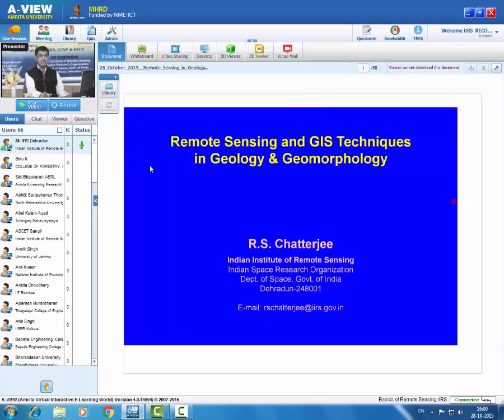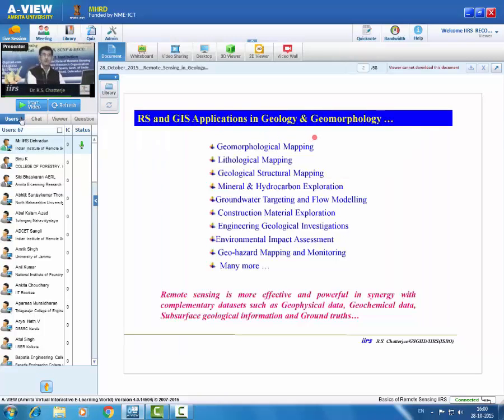So, today we will discuss remote sensing and GIS techniques for geology and geomorphological studies. My outline of this lecture, to begin with: what are the applications in geology and geomorphology which can potentially be addressed by remote sensing and GIS techniques.